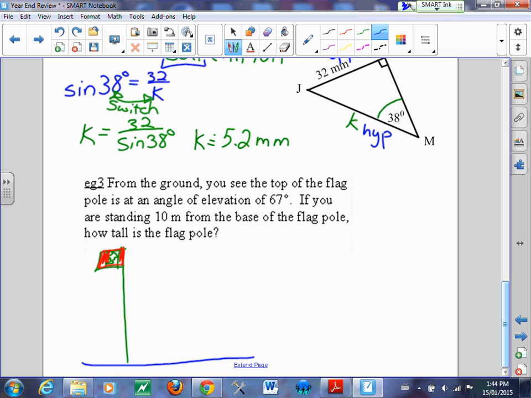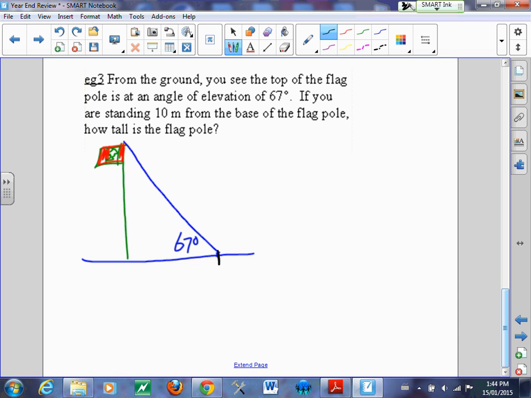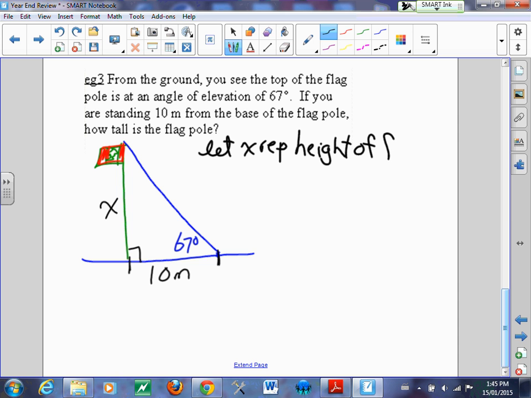Okay, it says from the ground, the angle of elevation to the top. So from the horizon up, ladies and gentlemen, that's 67 degrees. If you are standing 10 meters from the pole, that means that this measurement right here is 10 meters. It says how tall is the flagpole. So we're going to let that be X, and hopefully the flagpole is installed properly and it's 90 degrees from the ground. We just make that assumption. Since we've drawn a diagram and we have an X, we've got to put a let statement in. So let X represent height of flagpole.